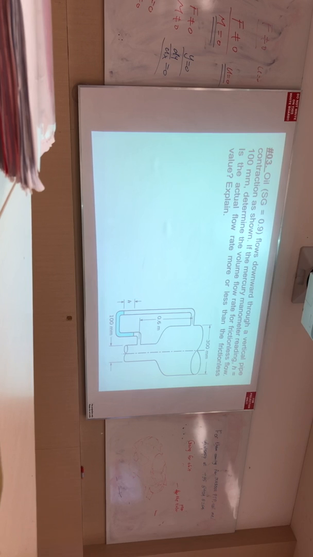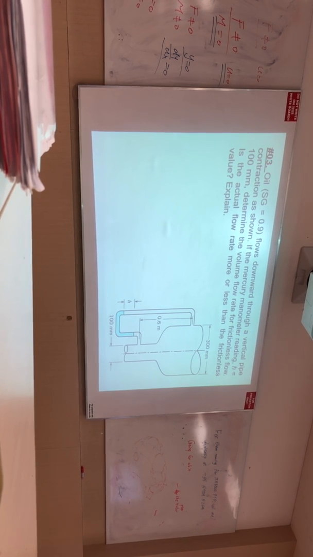This is quite complicated. Oil is flowing downward through the vertical pipes. And the pipe's diameter is different at the inlet and the other end. That is 300 millimeter diameter at the top, and 100 millimeter at the bottom. The mercury manometer reading H is 100 mm. Determine the volume flow rate for frictionless flow.